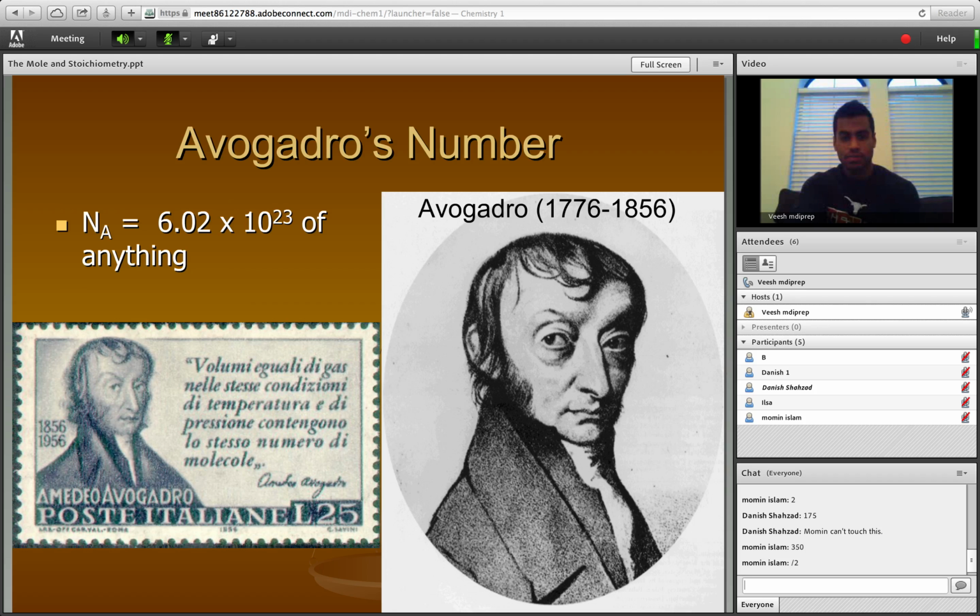Avogadro's number. This is a picture of Avogadro. It's very interesting. But Avogadro's number is 6.02 times 10 to the 23rd. But I'm sure through all of your schooling, you guys have all memorized that number. And it is something that you need to memorize for the MCAT if you haven't already.